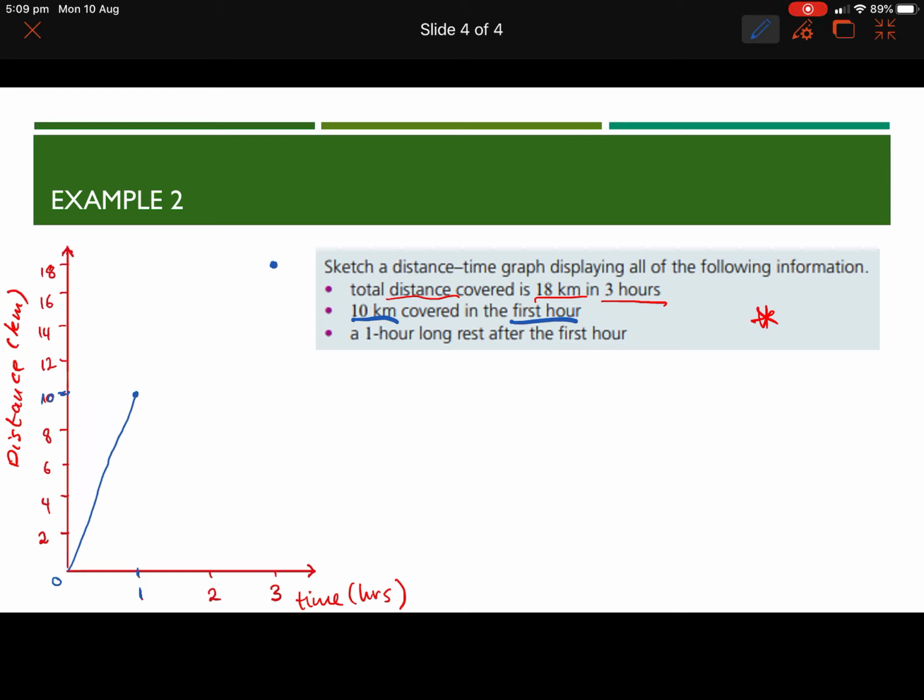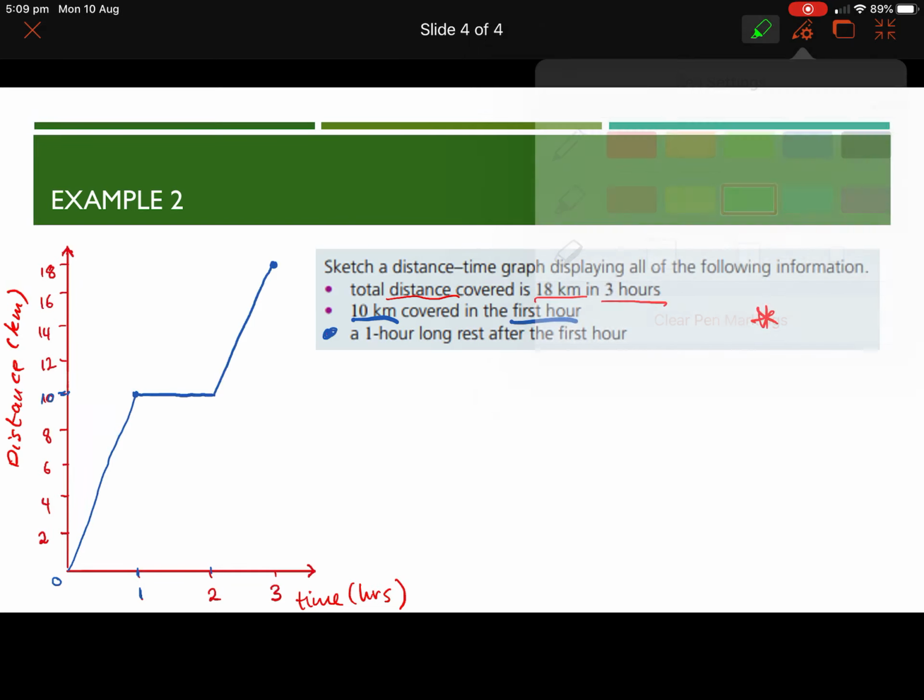The next bit of our information is a 1 hour long rest after the first hour. So the first hour happens, and we've travelled 10 kilometres, then we rest. So we need to do a flat line going for an hour, over until we get to the 2. And then we've got the last hour, and we know we've got to finish at 18 kilometres, so we would go all the way up here. And that's our graph for this one.